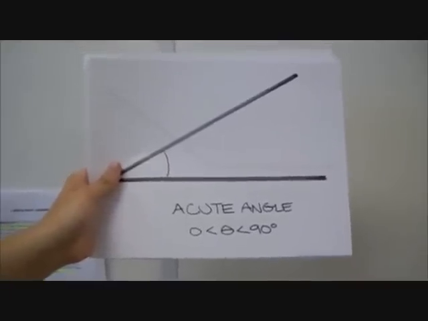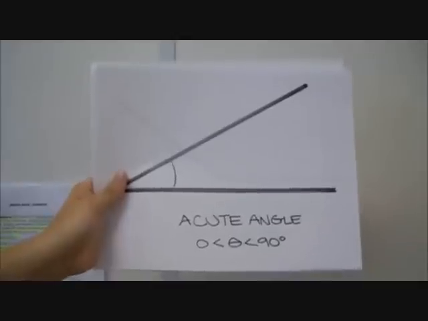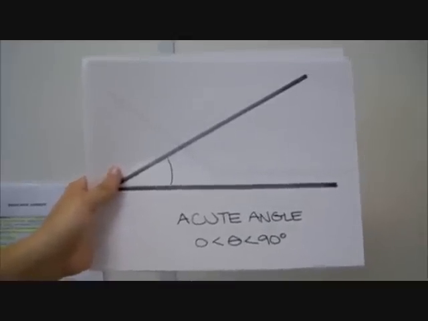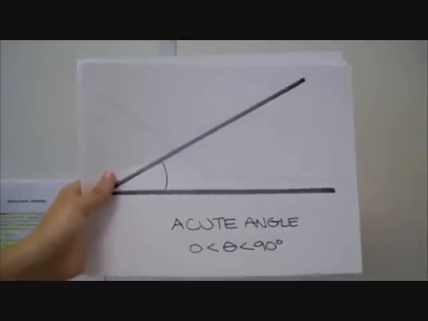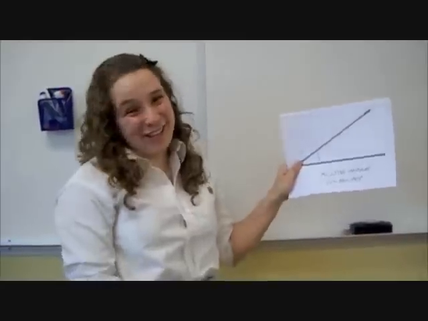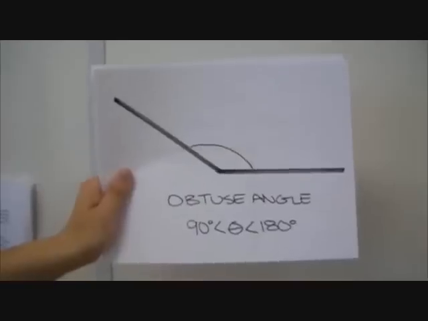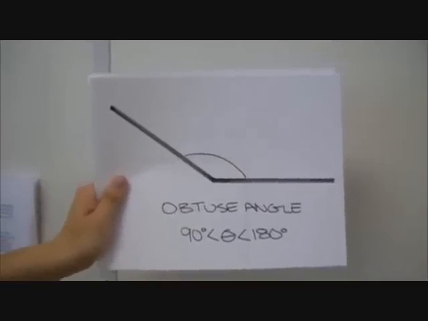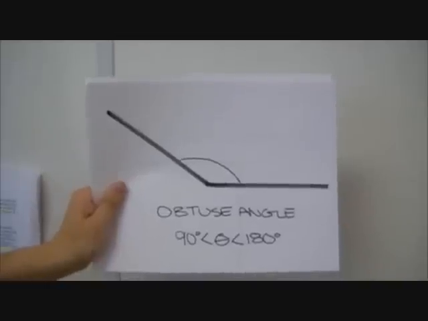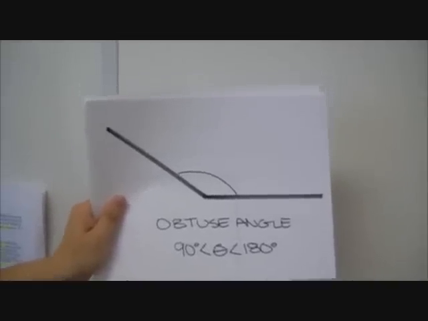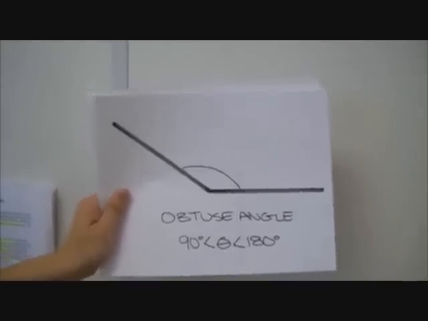Okay class, let's go through some flashcards and learn about angles. Okay, does anyone know what this angle is? It's an acute angle. This angle must be greater than 0 degrees, but must be smaller than 90 degrees. Isn't it cute? Now, there is an angle that has to be greater than 90 degrees, but must be smaller than 180 degrees. This angle is called an obtuse angle.